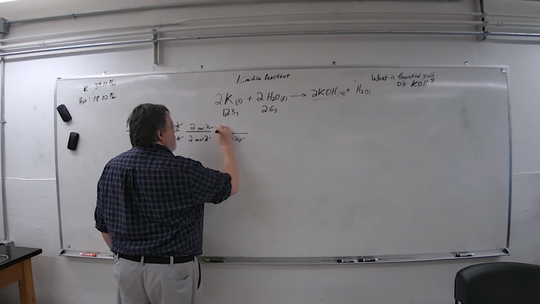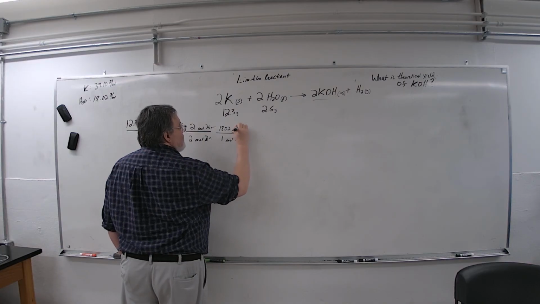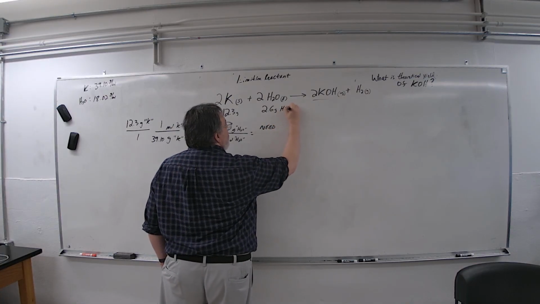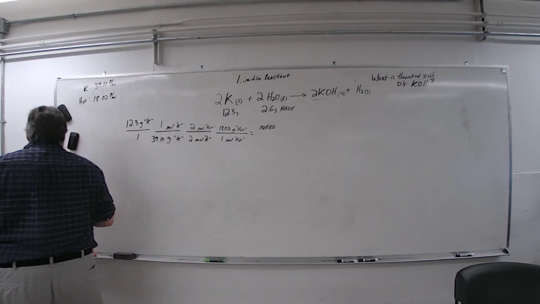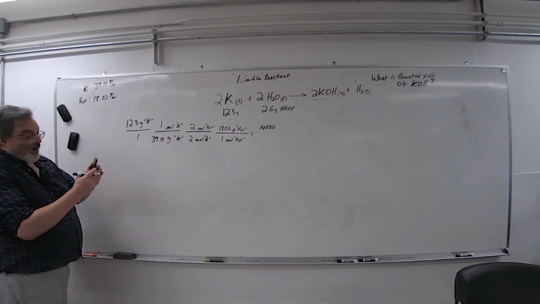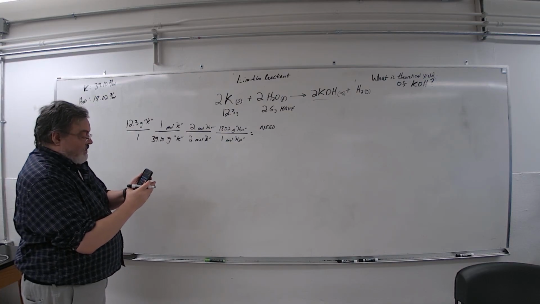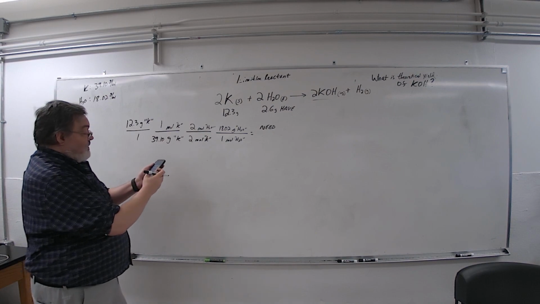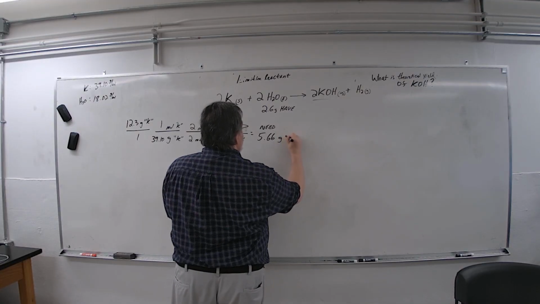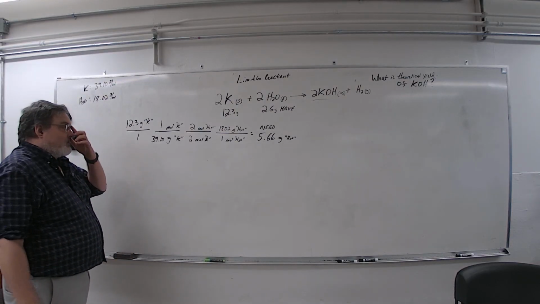1 mole of H2O is 18.02 grams of H2O. And this is need, and this is know. 0.3 times 2 times 18.02 divided by 39.10 divided by 2. I need 5.66 grams of H2O.